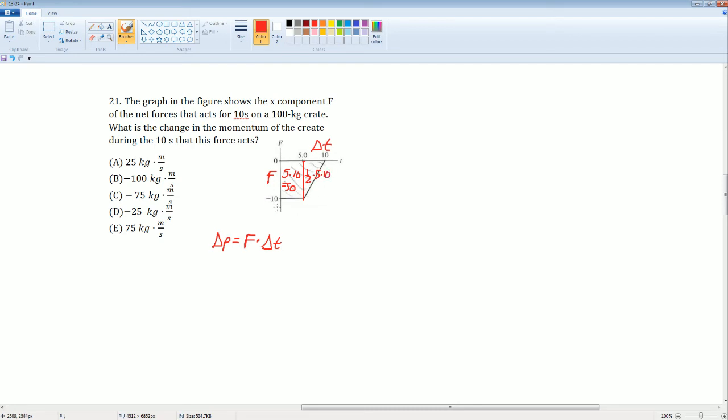Right, and we got here a total of 75, but you see how it's negative. So the answer here would be negative 75 kilograms meter per second. Please understand that this 75 is basically in the opposite direction because it's a negative sign.